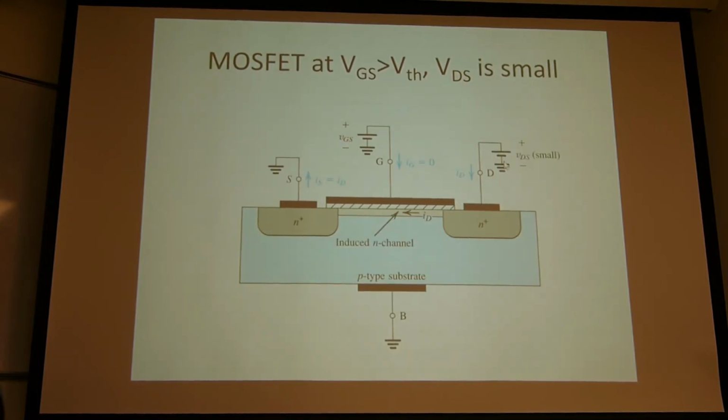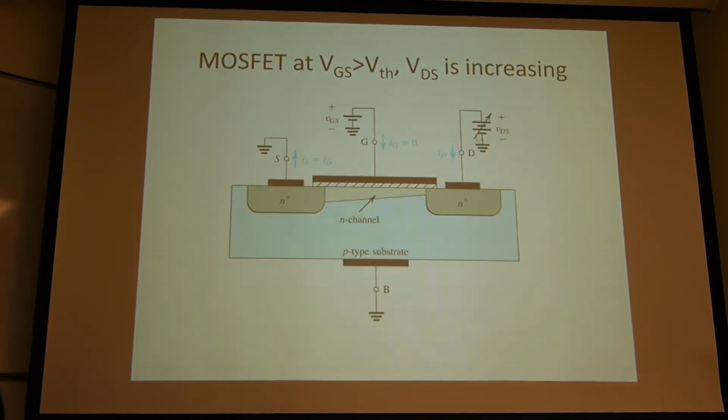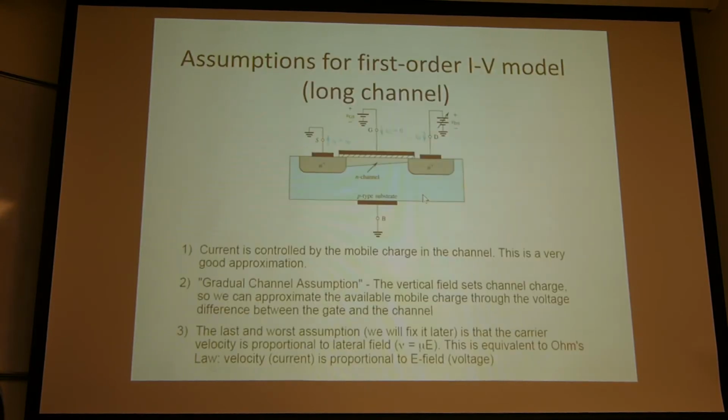And then you apply the drain voltage. The electrons will move from the source to the drain, or the current will flow from the drain to the source. Since the drain voltage is small, this is the linear region, or the triode region. As the drain voltage increases, the electron density in the channel becomes non-uniform. Towards the drain side, the electron density will reduce.